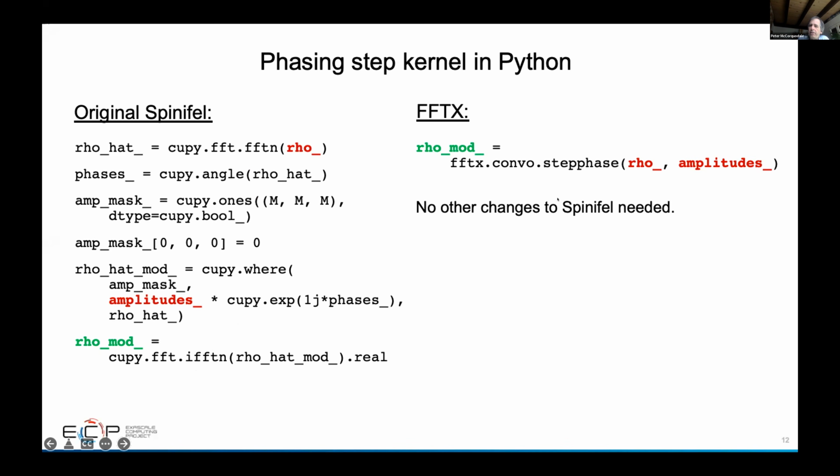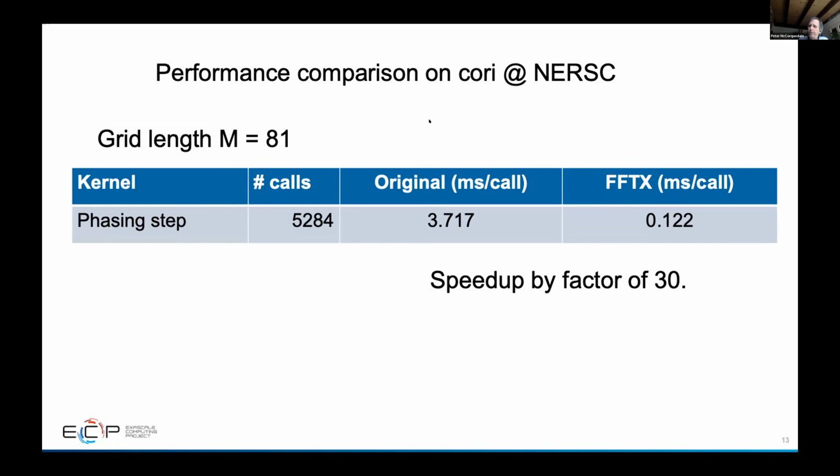And on the right, again, the function call to our FFTX implementation can also be put in as a replacement in Spinifel with no other changes required. So in our testing, we were given a recommended grid length of 81. So we were able to speed up the phasing step by a factor of 30, as shown by the numbers here. This is running on Cori at NERSC. I do not have timing comparisons for the free space convolution kernel because the implementation of that is not quite finished all the required testing.